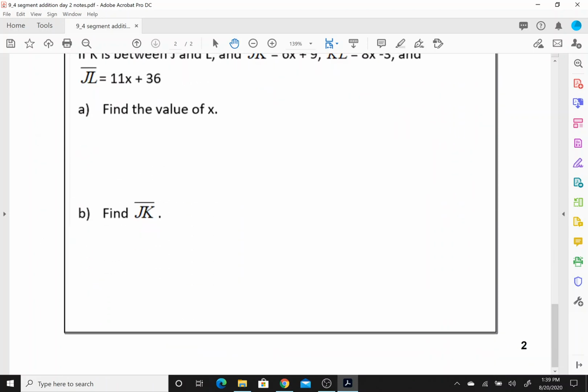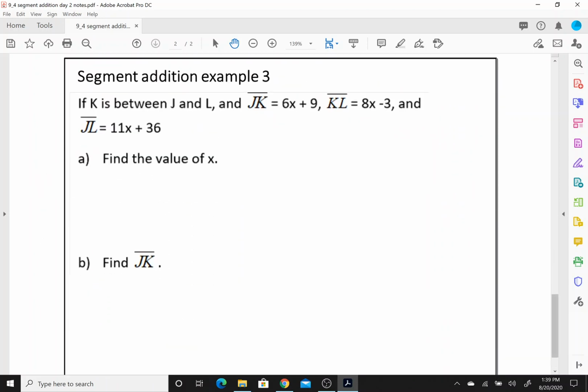Okay, and this is going to be our last example for the day. It says K is between J and L. So again, draw your picture. Just draw a line. There's J, L. K is somewhere here in the middle. Don't know if it's exactly in the middle, a little to the left, a little to the right. We just know it's between them.